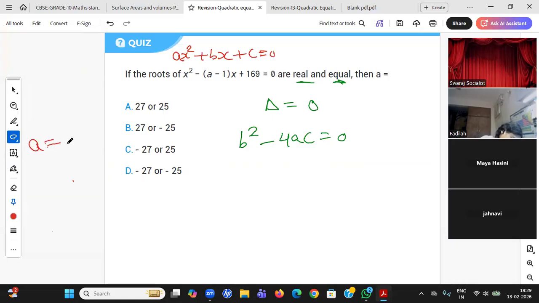Sir, so B is like minus A minus 1. Very good. Why are you hiding A? You are not giving the A value first. Yes, sir, A is A only. You see, A X square, X square. What is it? Oh no, it's 1. Equal to 169. Yeah.